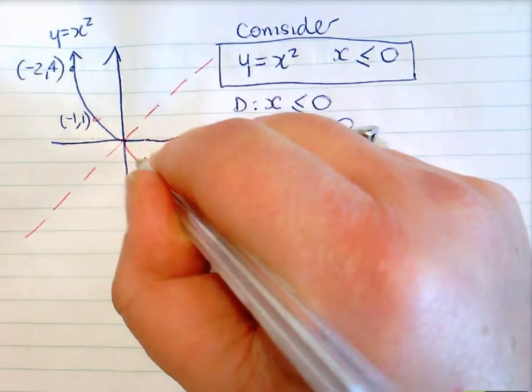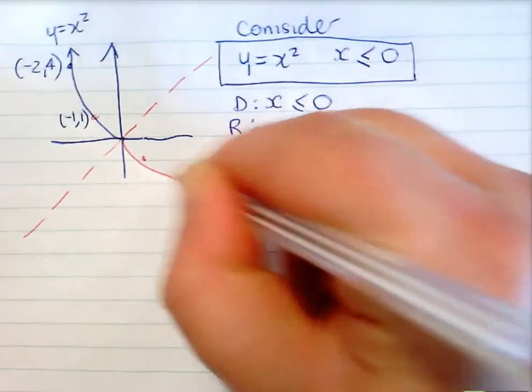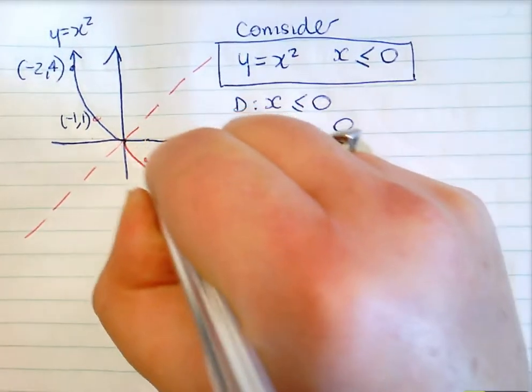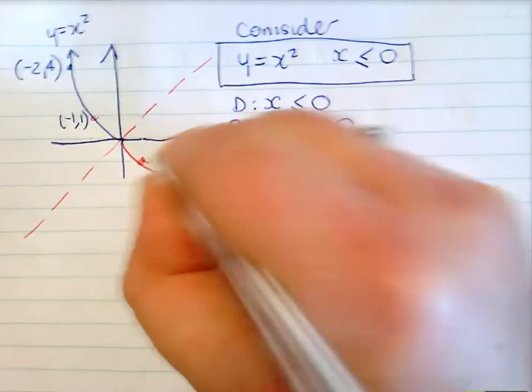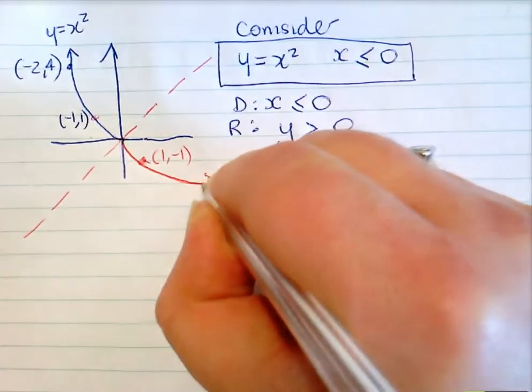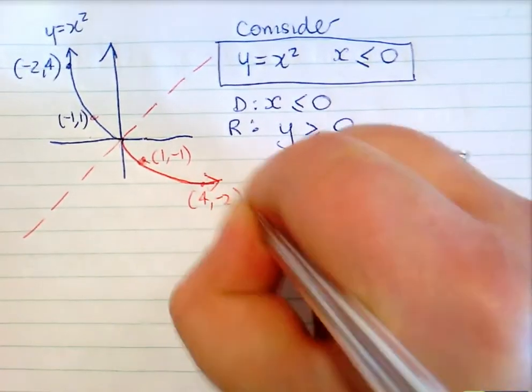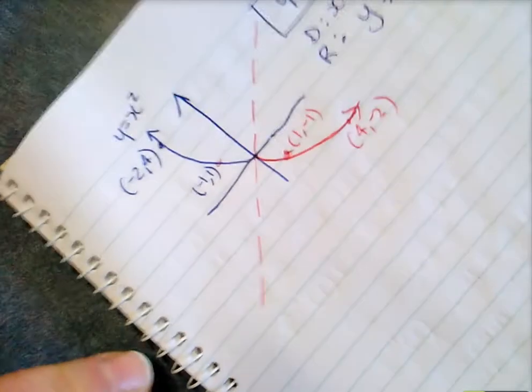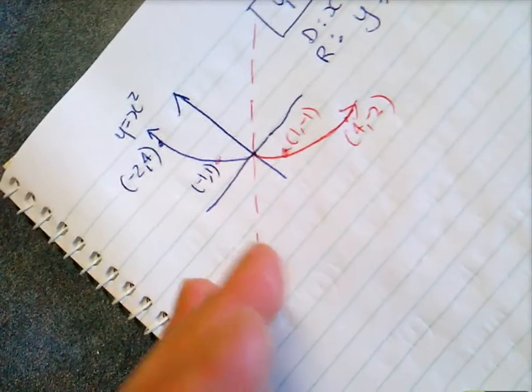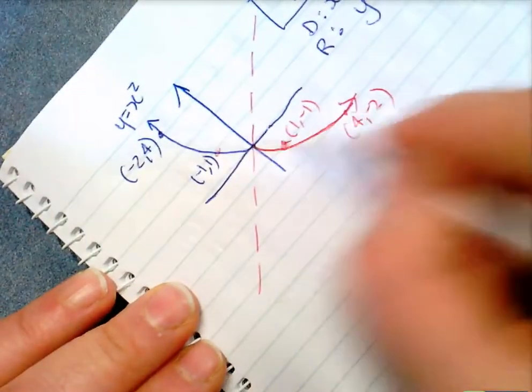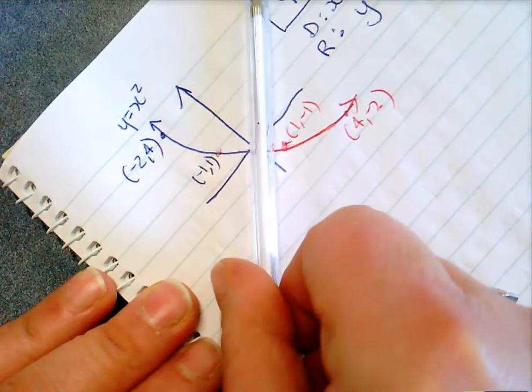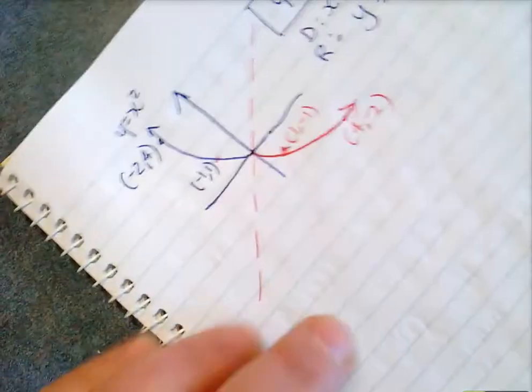It goes like this, like these wings. Wait, that's the worst drawing. I think you know what I'm trying to draw. So this is 1, -1, and this will be 4, -2. And look, if you look at it like this, now, can you see it? Sometimes easy to see. That's a reflection in that line. If you folded the paper, that would sit on top of that.